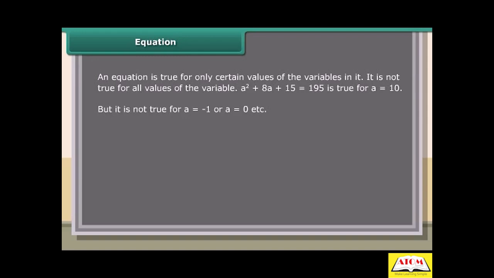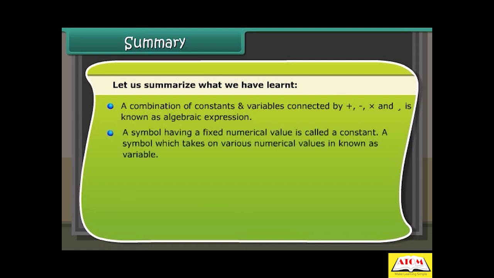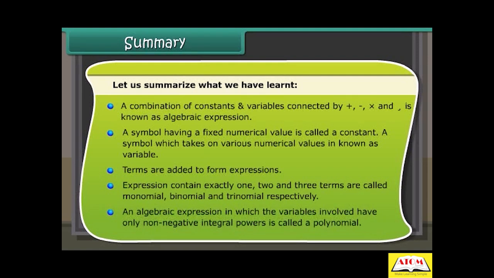Summary. Let us summarize what we have learned. A combination of constants and variables connected by plus, minus, multiplication and division is known as an algebraic expression. A symbol having a fixed numerical value is called a constant. A symbol which takes on various numerical values is known as a variable. Terms are added to form expressions. Expressions containing exactly 1, 2, and 3 terms are called monomial, binomial, and trinomial respectively. An algebraic expression in which the variables involved have only non-negative integral powers is called a polynomial.